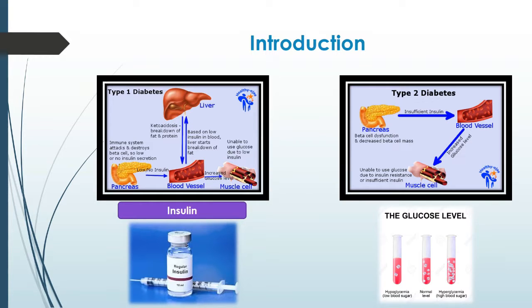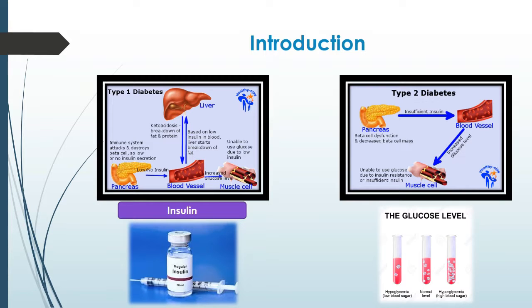There are two types of diabetes. In type 1, the immune system destroys beta cells. As a result, there is low insulin production. In type 2, there is a beta cell dysfunction and a decrease of beta cell mass.